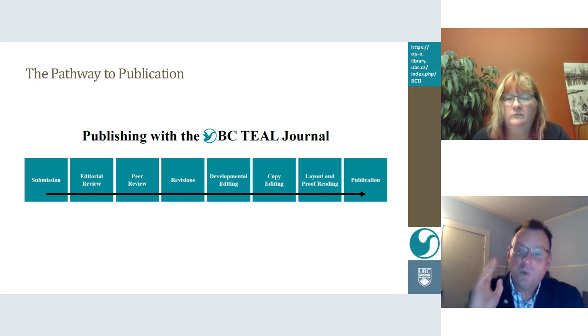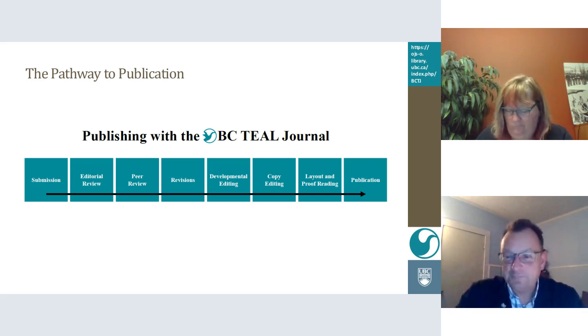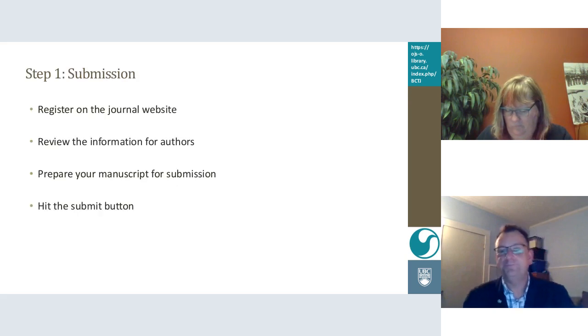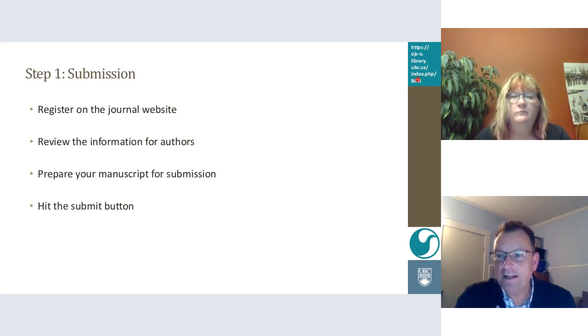So you have an article, what do you do? The very first thing is to go to the journal website. I don't know if you can see the URL there. And once you've got an article that you're ready to submit, then you have to register for the website. And like I said, registration is free.